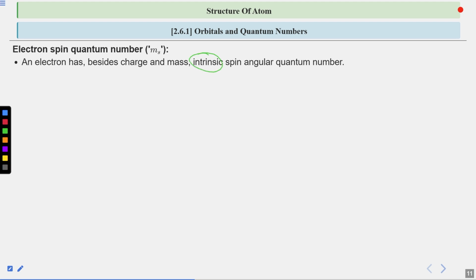Suppose you are looking at a body. You are not allowed to touch it, lift it, or weigh it. If I ask you what its mass is, you can't tell, because it is intrinsic to that object. It is present inside. Similarly, you can't tell by looking at the electron what its spin is, because it will not seem to be rotating like a top or a planet. It is present like a characteristic of the electron.